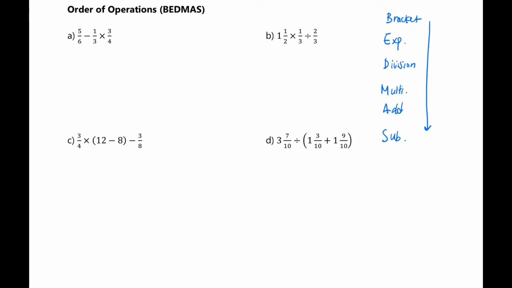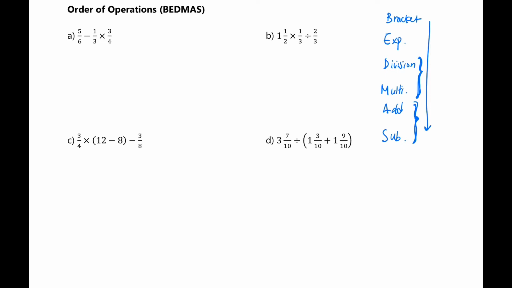And just something to remember is that division and multiplication are a pair, and these two don't necessarily mean division always comes first before multiplication. They could switch depending on which operation comes on the left-hand side first. So left to right, whatever comes first among these two and among these two.